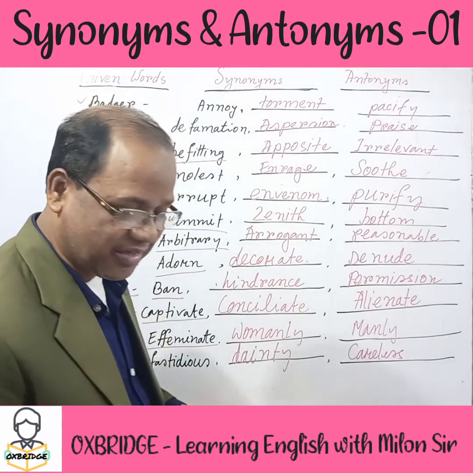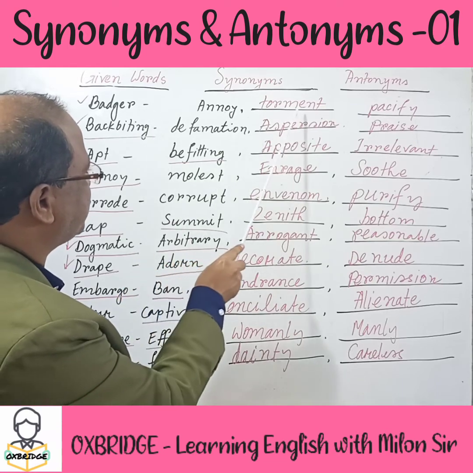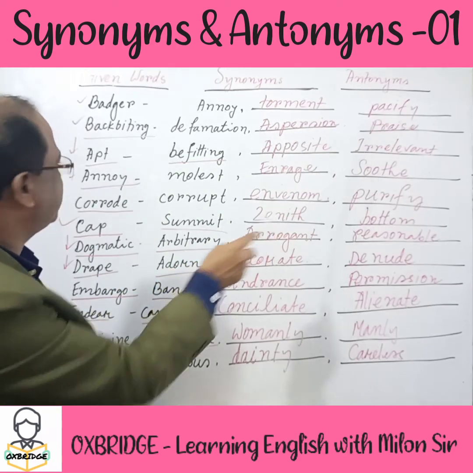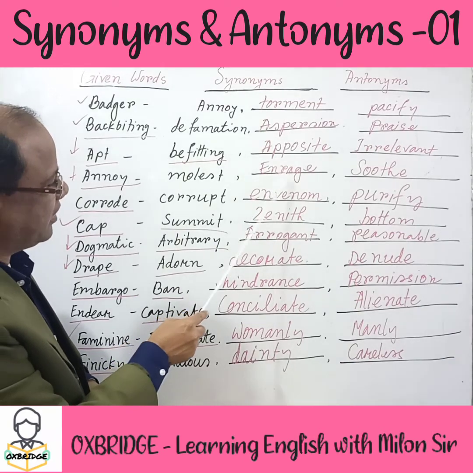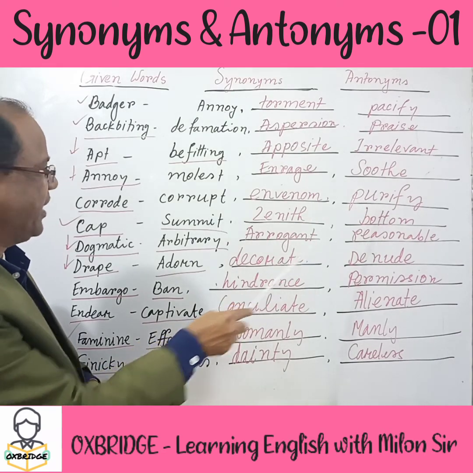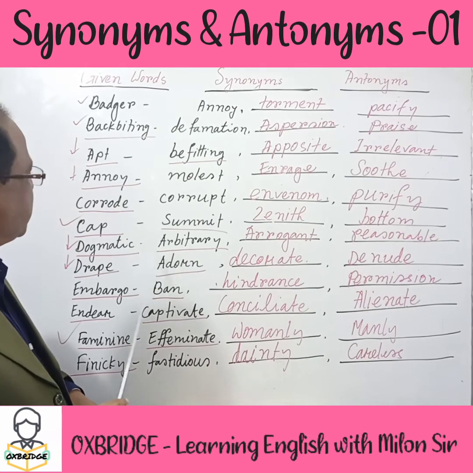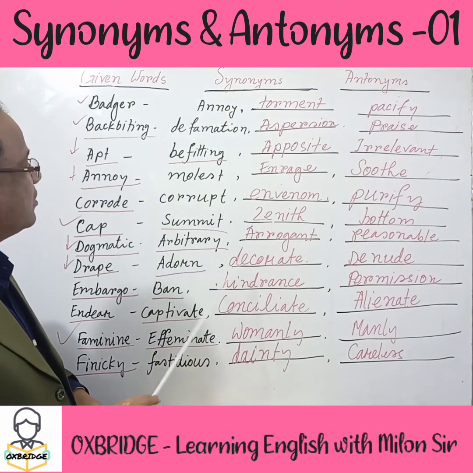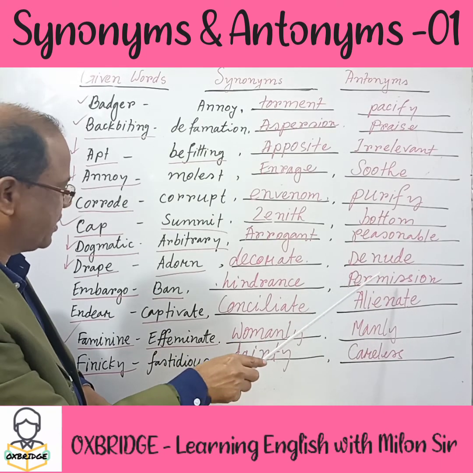Dear guys, let's have a look at the board again. Sound with me. The first one, annoy, torment, pacify; backbiting, defamation, aspersion, praise; apt, befitting, opposite, irrelevant; annoy, molest, enrage, soothe; corrode, corrupt, envenom, purify; cap, summit, zenith, then bottom; dogmatic, arbitrary, arrogant, or reasonable. Drape means adorn or decorate, and their antonym is denude. Then embargo means ban or hindrance, then permission.